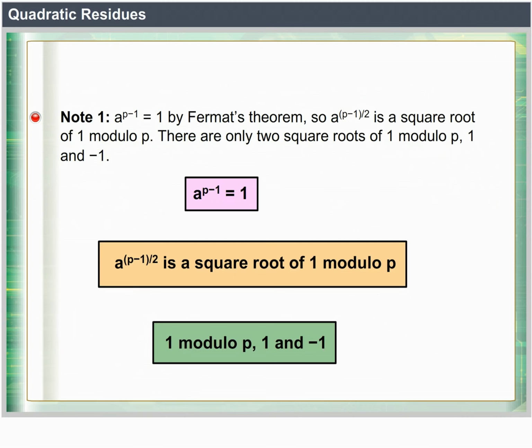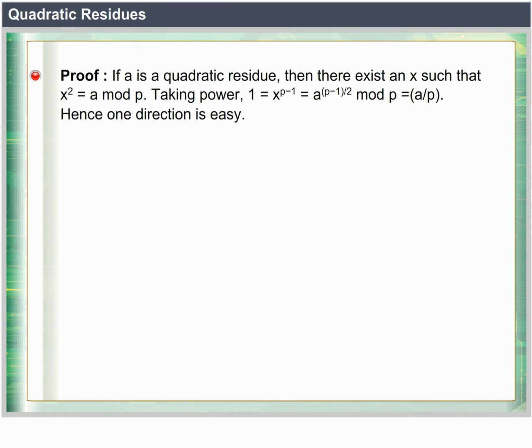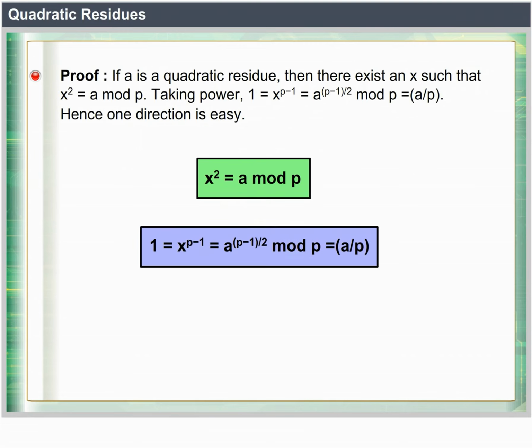Proof. If A is a quadratic residue, then there exists an X such that X squared equals A mod P. Taking the power, 1 equals X power P minus 1, which equals A power (P minus 1)/2 mod P, which equals (A/P). Hence, one direction is easy.